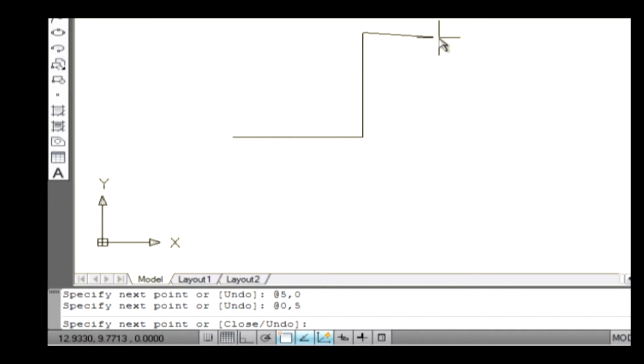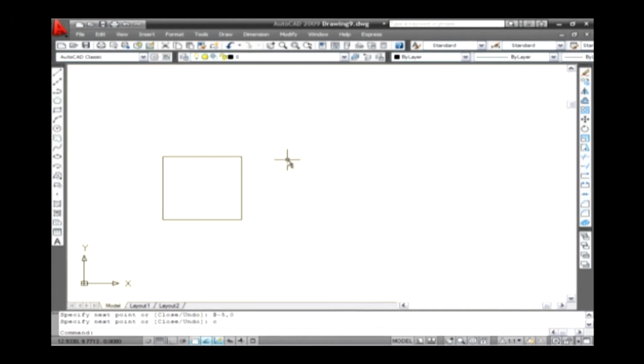Type @-5,0 on the command line and press Enter. Note, the negative x value indicates that the line should be drawn backward from the last point. The negative y value indicates that the line should be drawn downward from the last point. Thus, the line is drawn for 5 units in the -x direction. Now, type C on the command line to close the line and press Enter. Thus, the sketch is created using the relative coordinate system.